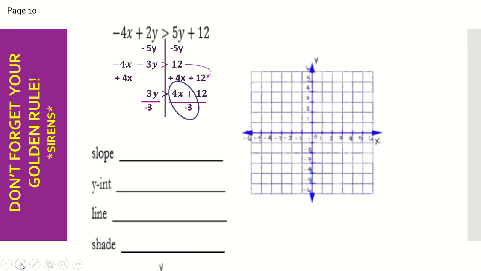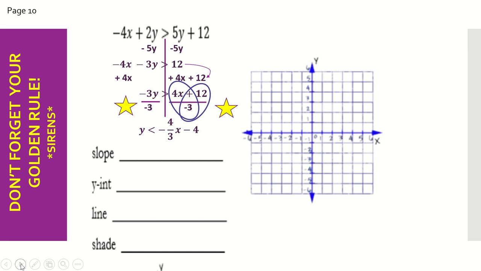On the right side, we can simplify. So we're going to do 4x divided by negative 3 and 12 divided by negative 3. Once again, sirens are going off. We have to flip the inequality because we divided by negative 3. So we get y values are less than negative 4/3 x minus 4.